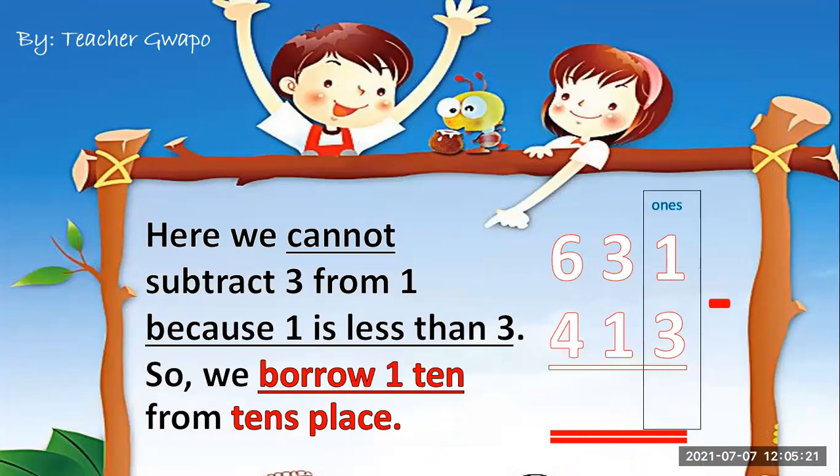Okay, so here we go. Ones place. Don't forget, we will start in the ones place. So, 1 minus 3 cannot be. So, we will borrow 1 ten from the tens place, which is the number 3. So the number 3 or 3 tens become 2 tens, and 1 one will become 11 ones. So now we can subtract because 11 is greater than 3. So 11 minus 3 is equal to 8, right?